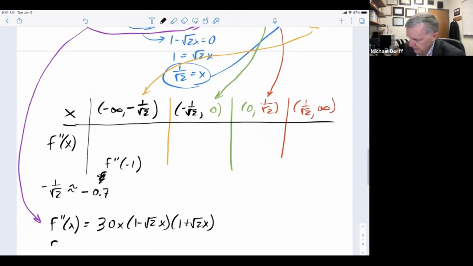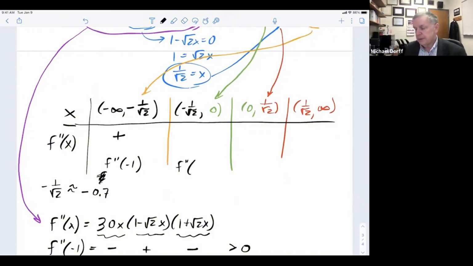So if I evaluate the second derivative at -1, here I'm going to get a negative number, here I'm going to get a positive number, and here I'm going to get a negative number. All those multiplied together give me something greater than 0. So this is going to be a positive number here. For the second derivative in the next interval, I want to pick a number between -1 over square root of 2 and 0.